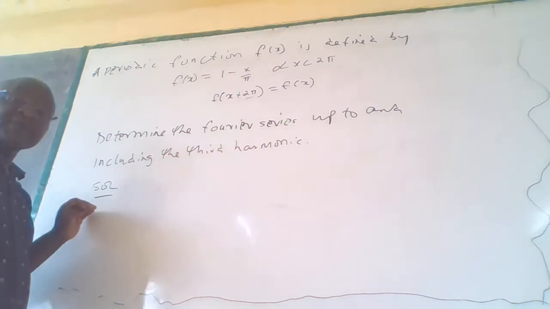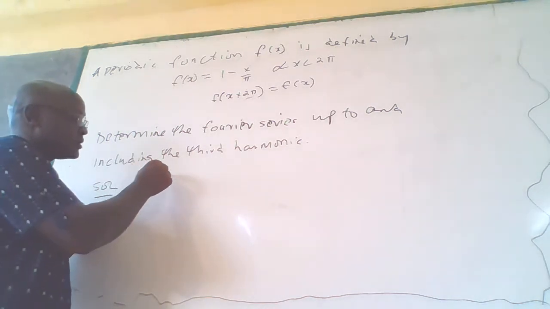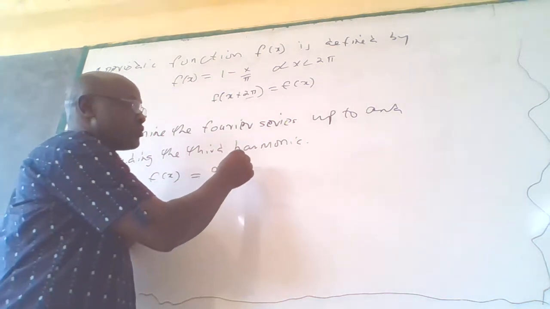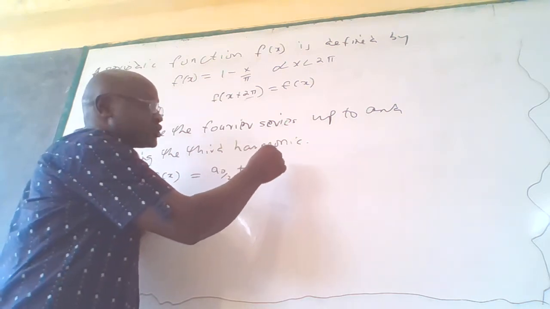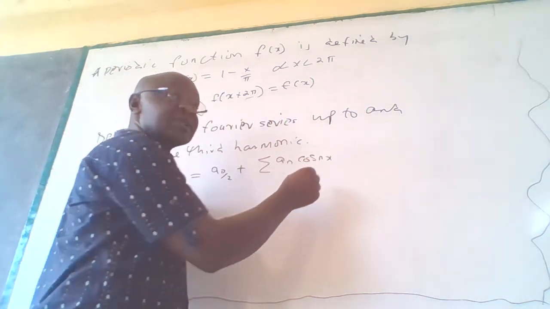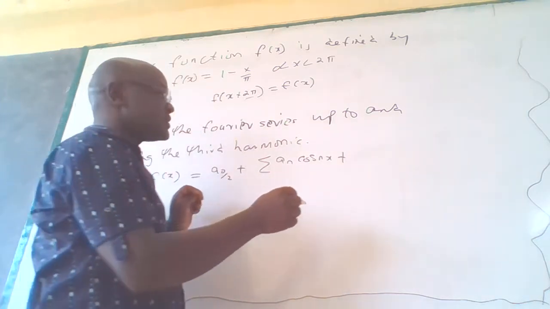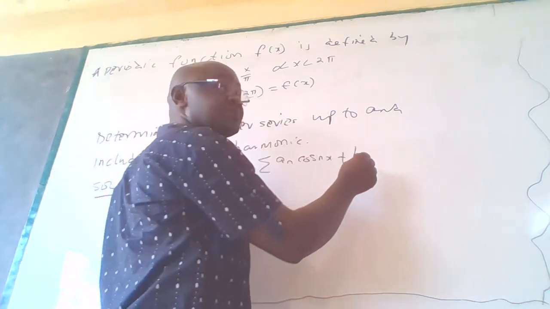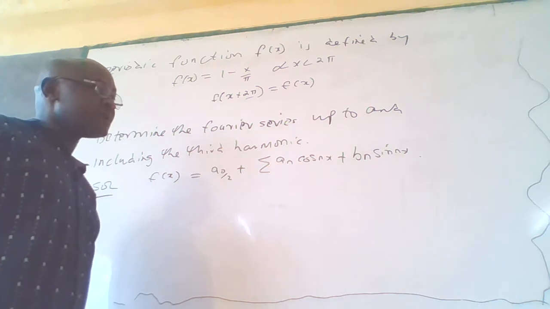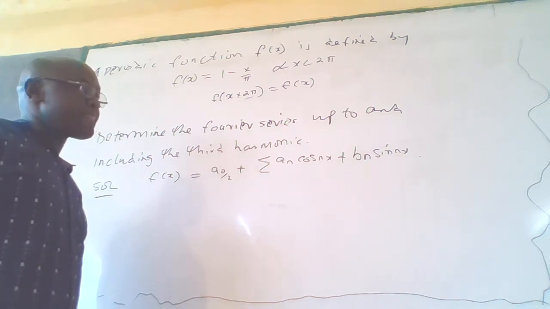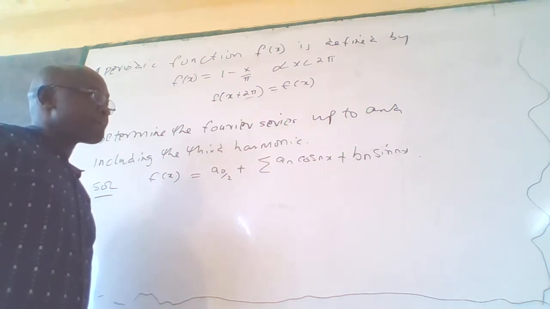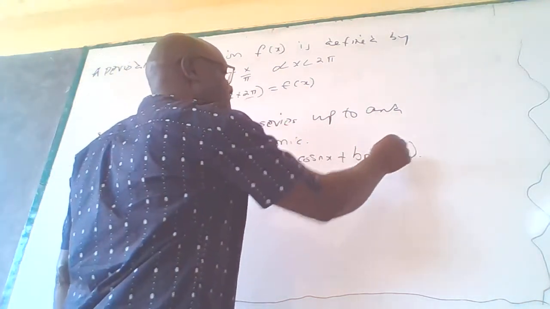Now, we know that the Fourier series is given by f of x equals a0 over 2 plus the summation of a subscript n cos nx plus b subscript n sin nx.